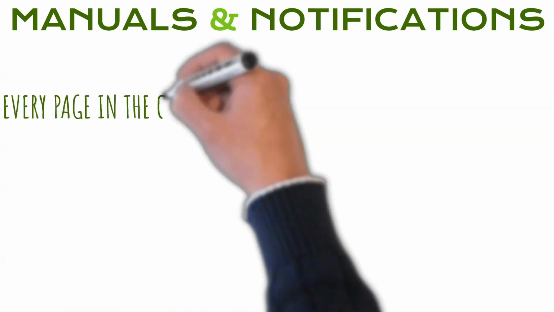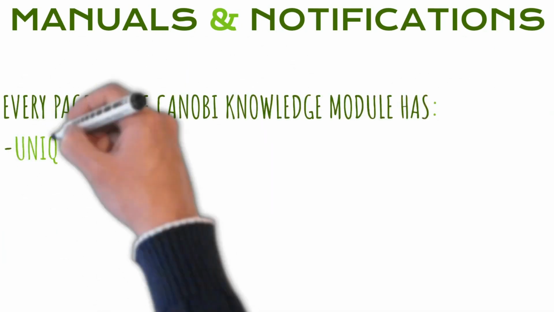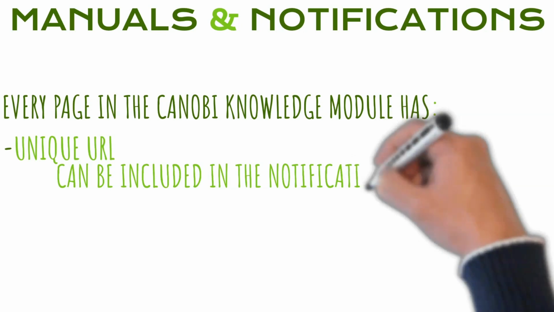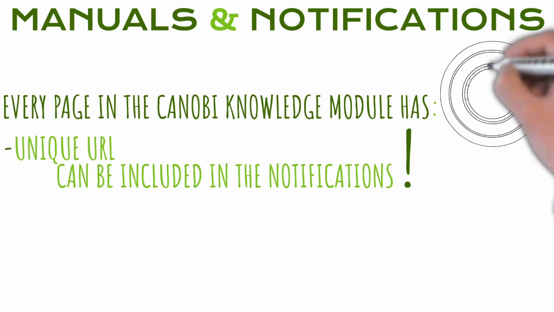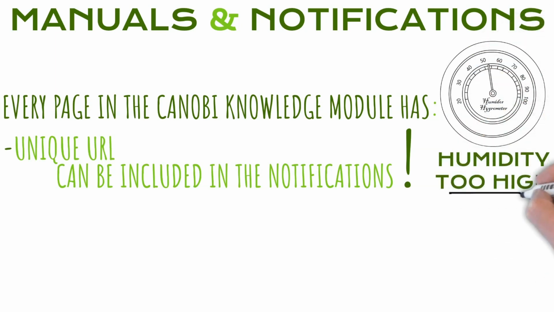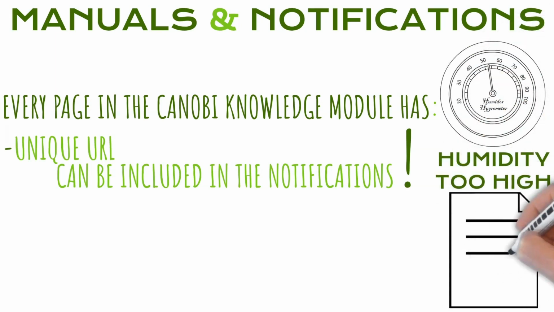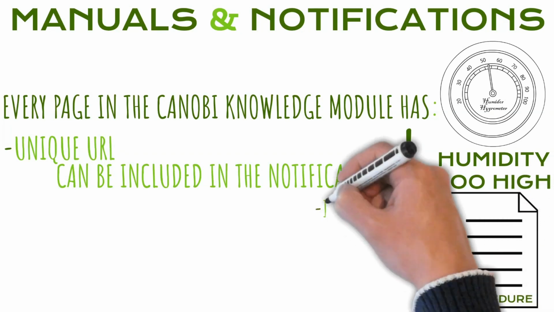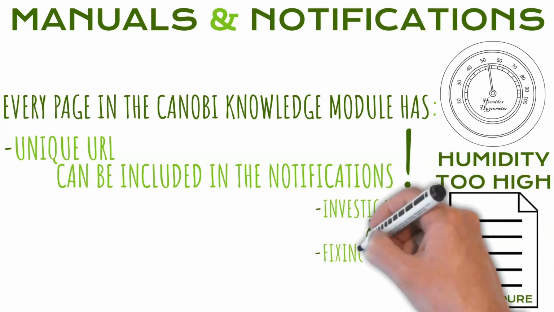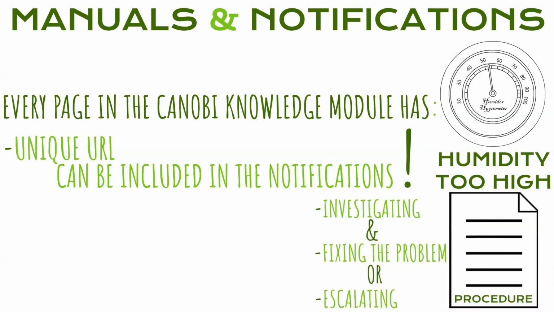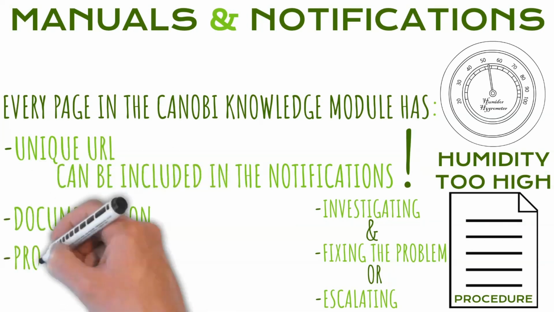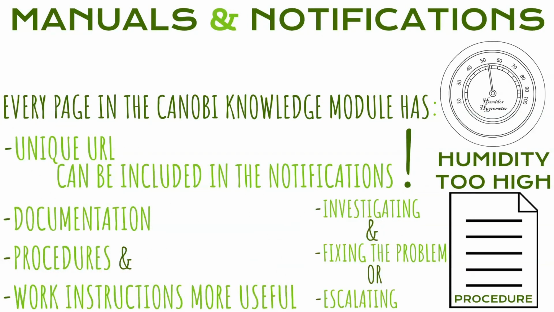Every page in the Canobi Knowledge module has a unique URL, and these links can be included in the notifications that Canobi sends to users and/or employees. So, for example, if a sensor triggers a humidity too high notification, the notification can include a link to the work instruction procedure for investigating and fixing the problem, or escalating it if it can't be easily fixed. This link between documentation and notifications in Canobi makes your documentation, procedures, and work instructions more useful to your employees on a day-to-day basis.